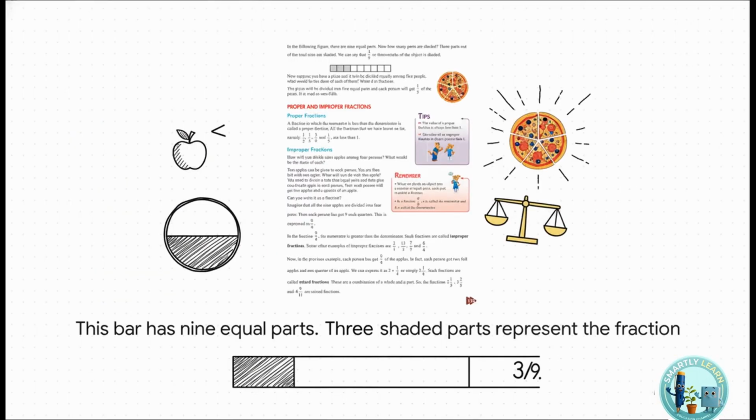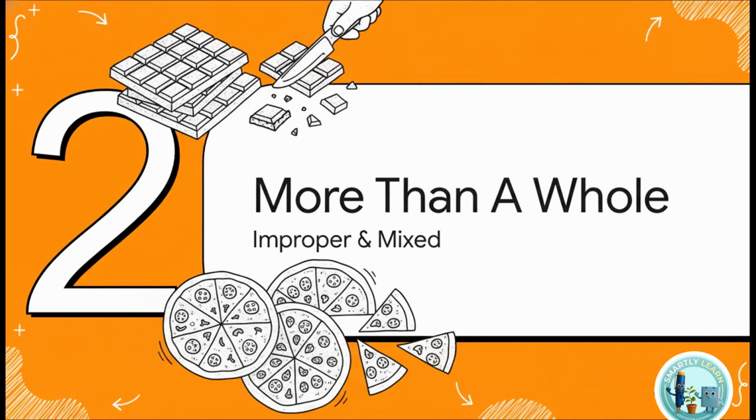Just look at this bar right here. It's 1 whole bar, right? But it's been divided into 9 equal little parts. Now, 3 of those parts are shaded in, so that gives us our fraction. We have 3 shaded parts out of a total of 9. 3/9. This is what's called a proper fraction because it's a proper piece of something. It's always less than 1 whole. Okay, that makes total sense for 1 chocolate bar.